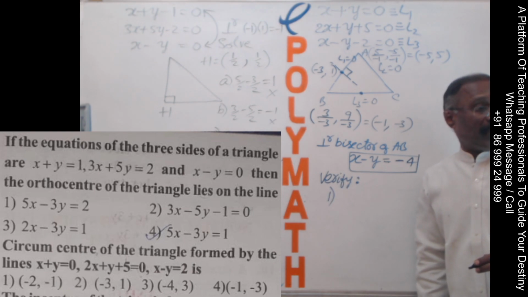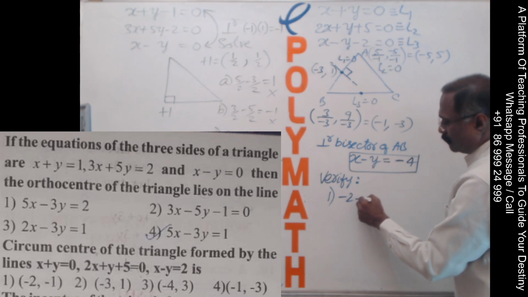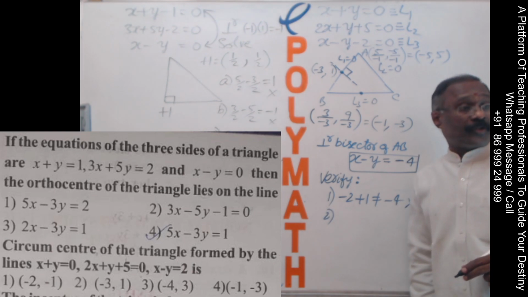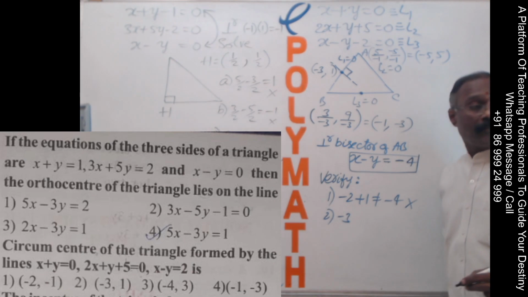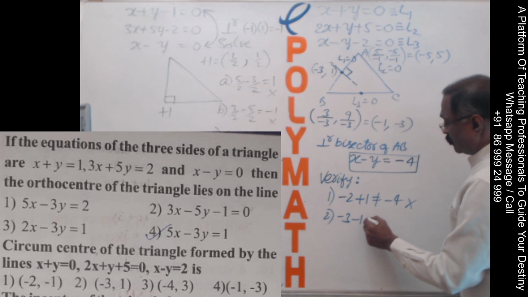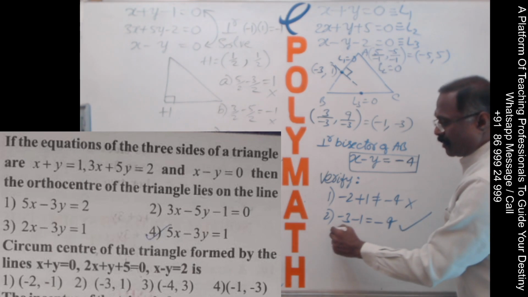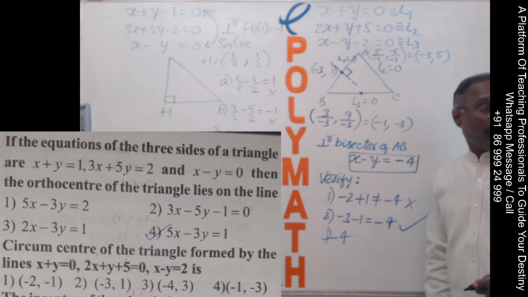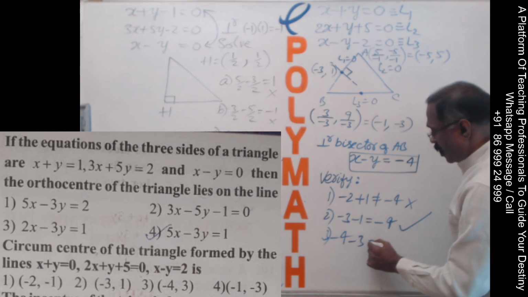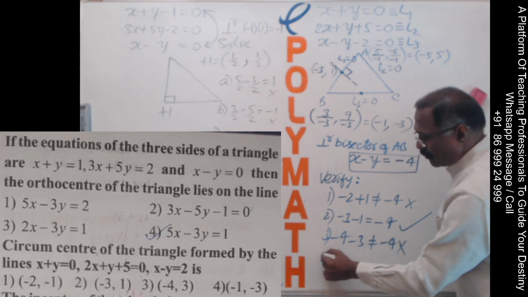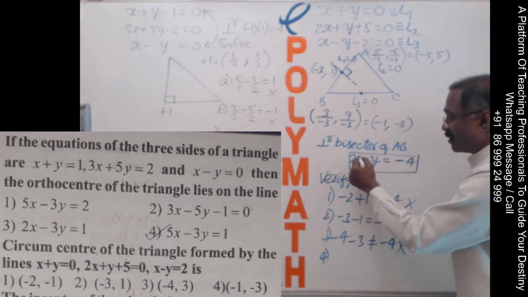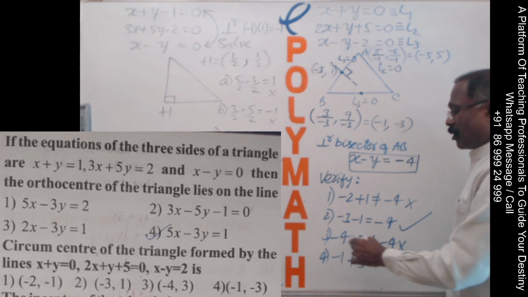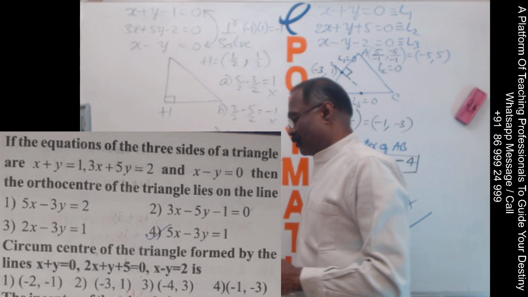First option, minus 2 minus 1. No, that's not the answer. Second option, minus 3 minus 1 is equal to minus 4. It should be the answer. Let us not leave. Third one, minus 4 minus 3, not equal to minus 4. It is not the answer. Fourth one is minus 1 minus 3. Minus 1 plus 3 is not equal to minus 4. So only one answer. So the option 2 is the correct answer to find out the circumcenter.